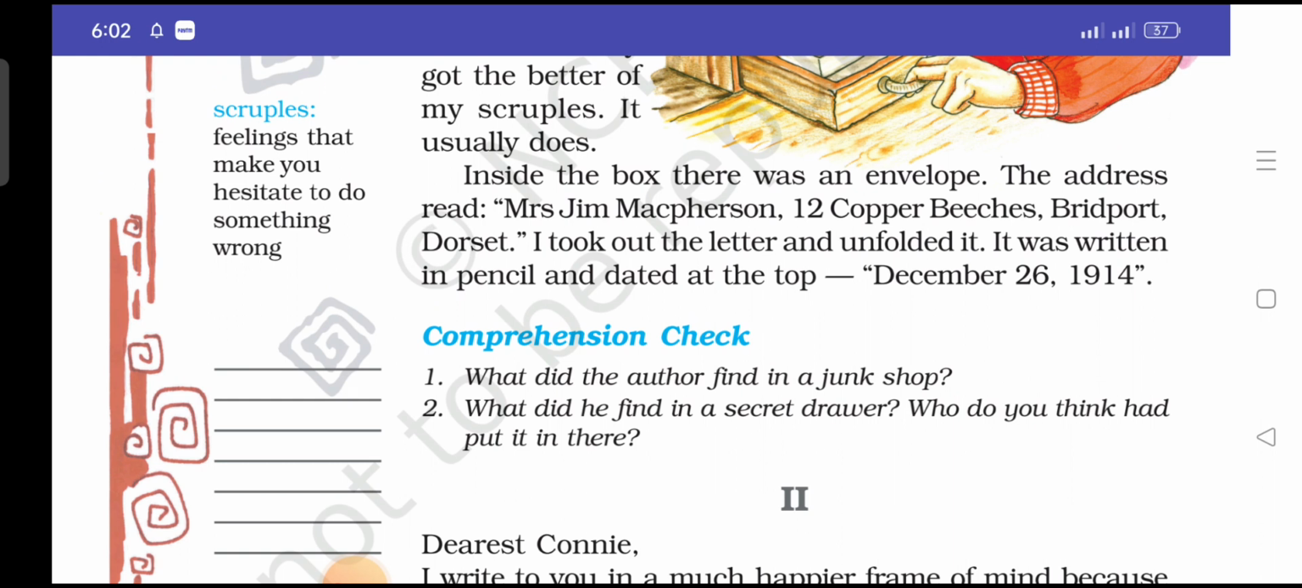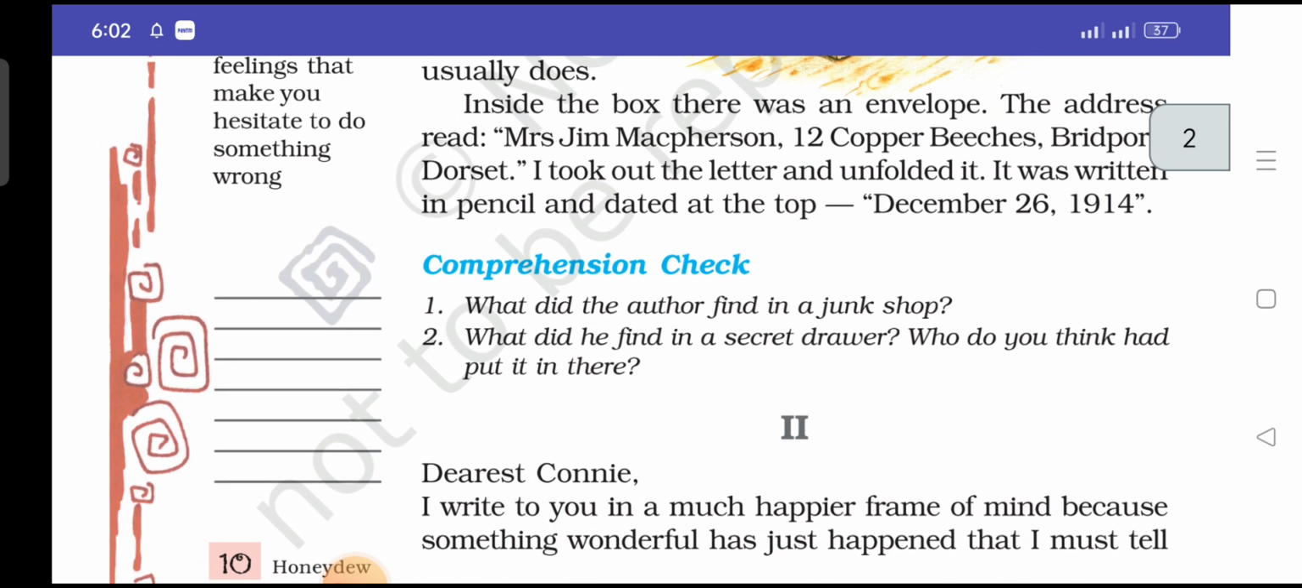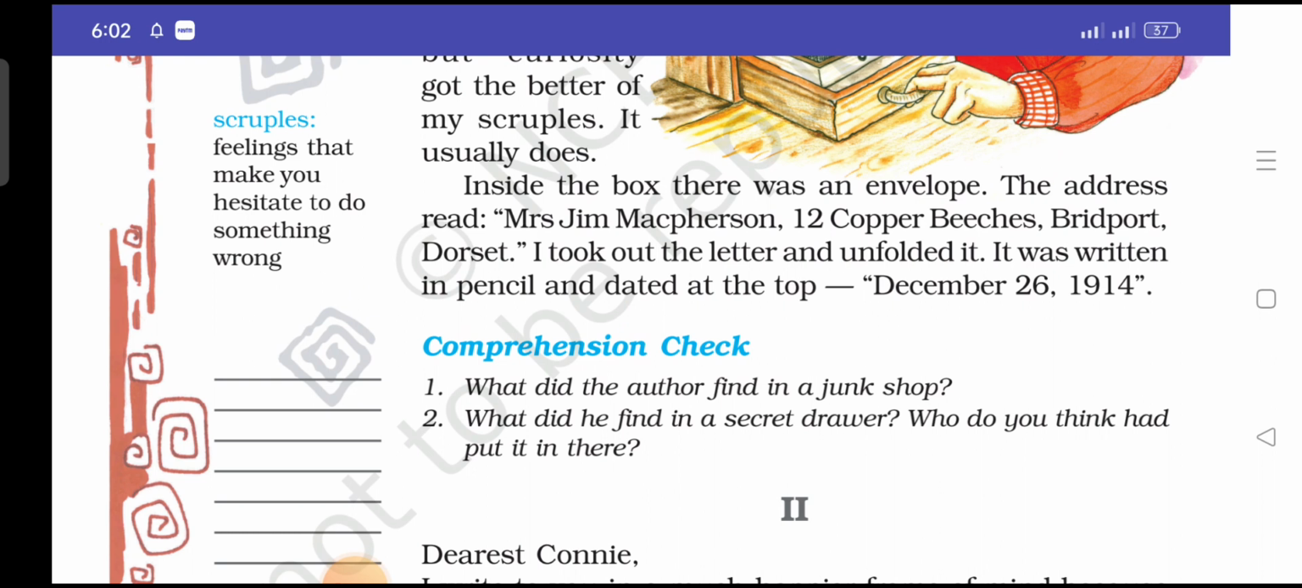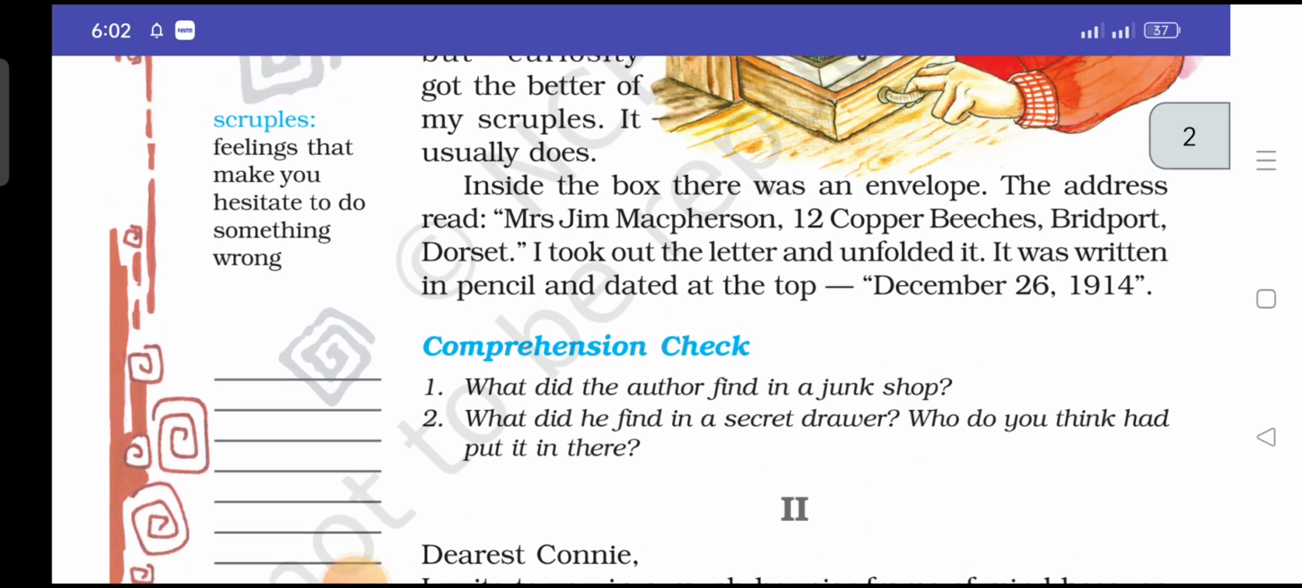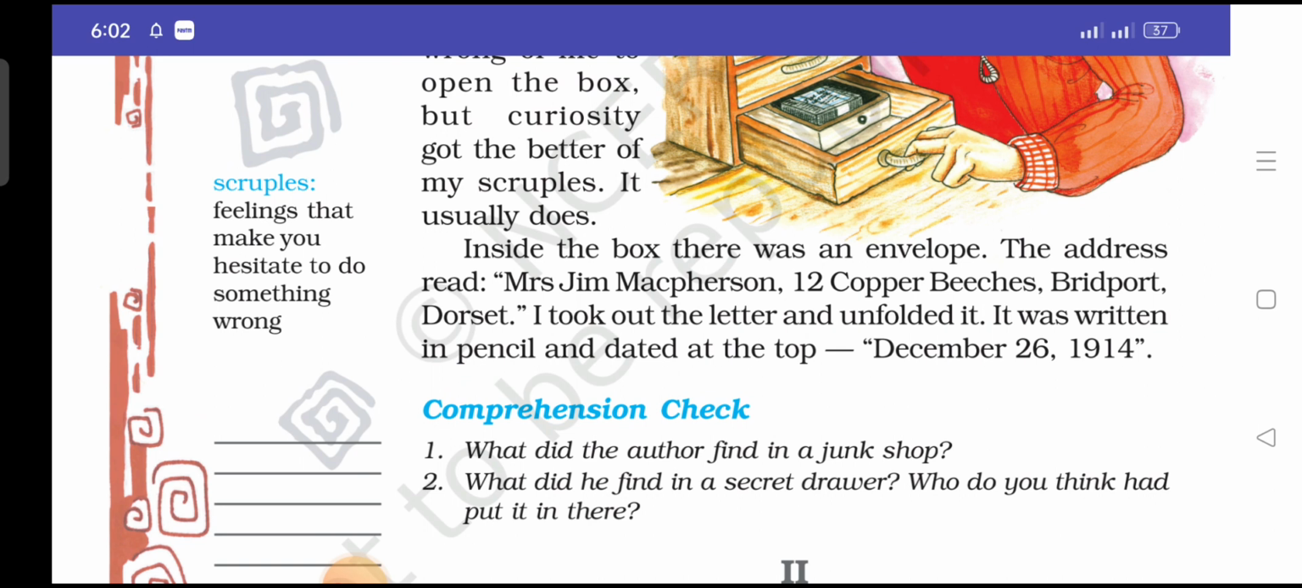Hey, students, do you know the background of the story? Background of the story means that whatever story you are reading has a particular very important thing in between it, and that is called the background of the story. And this story's background is one important event, that is World War I, which was between 1914 to 1918.